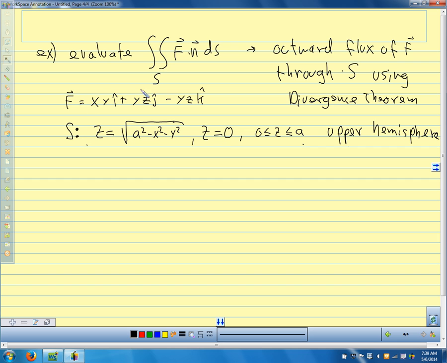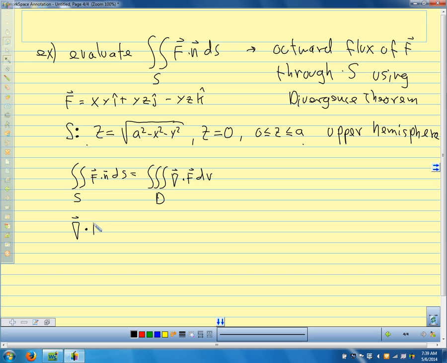So we're going to use the divergence theorem. So I'll just rewrite it here: the flux integral of F dot n dS is our triple integral over our solid region of the divergence of F dV.